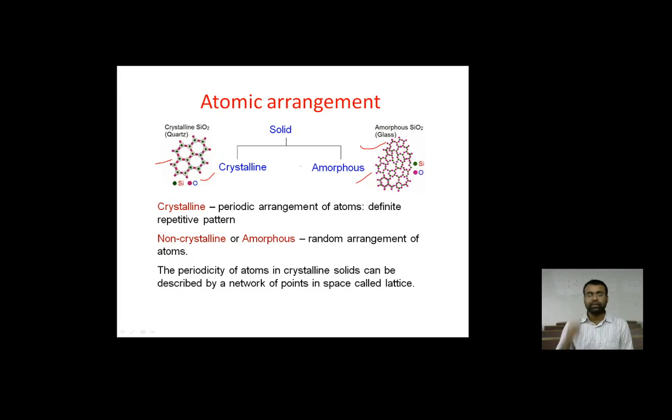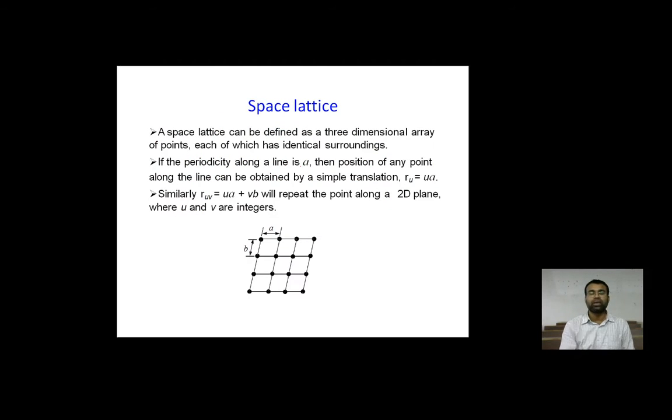The periodicity of atoms in a crystalline solid can be described by a network of points in space called the lattice. Now it's a very interesting thing: we are moving from the atomic arrangement to the crystalline arrangement, how tiny particles combine in sequence to make a solid piece of material. So what is a space lattice? As you can see, the dotted points show the arrangement of atoms in a systematic manner, and points A and B give the distance.